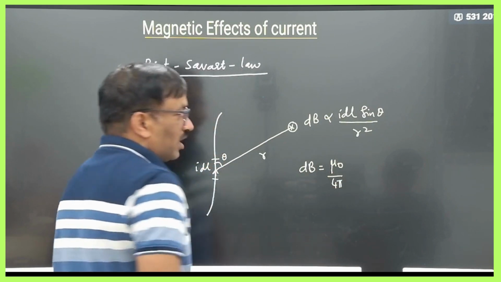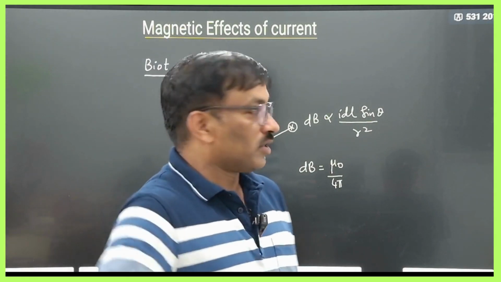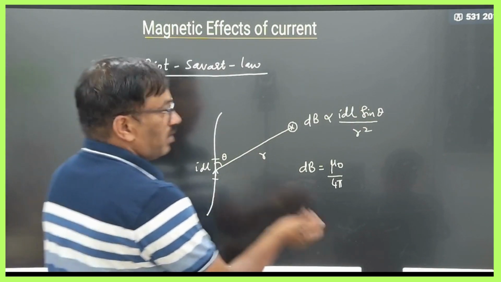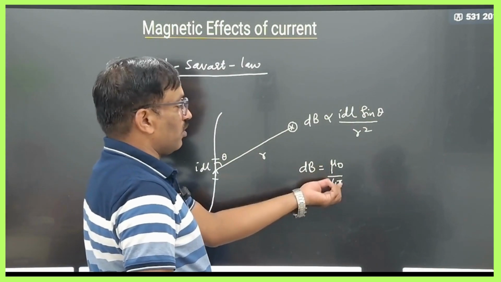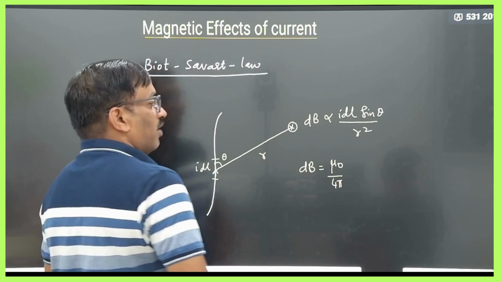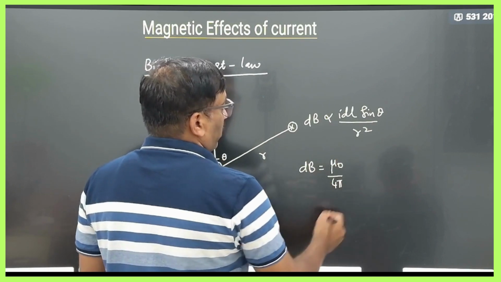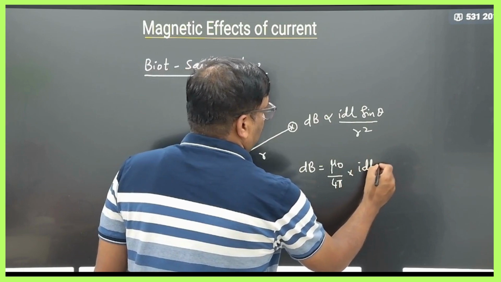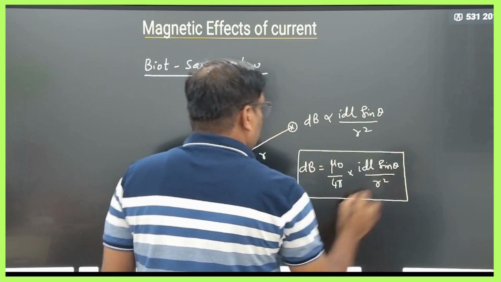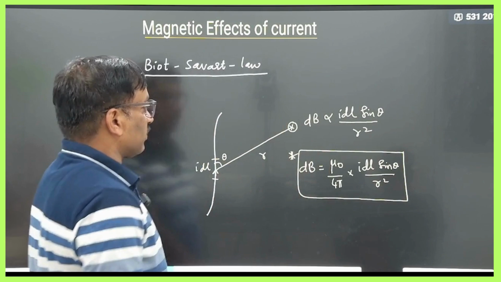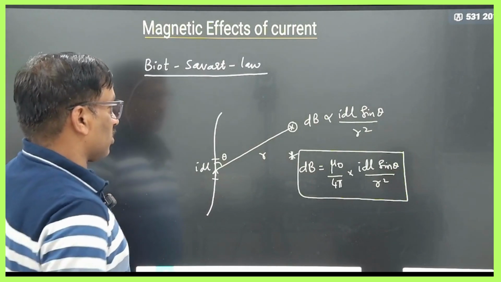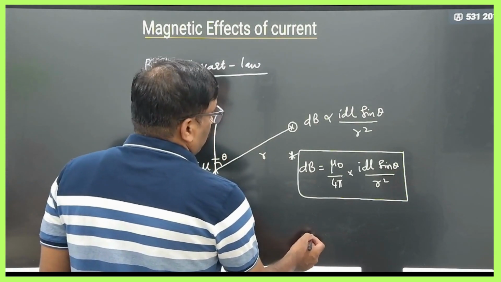What is mu naught? Mu naught is nothing but the absolute permeability. Permeability means the magnetic field can also pass through vacuum. For a different medium, the magnetic field will also be different, right? So this is dB equals mu naught by 4 pi into I dl sin theta by r square. By using this formula, you can integrate it and calculate the magnetic field at any point.